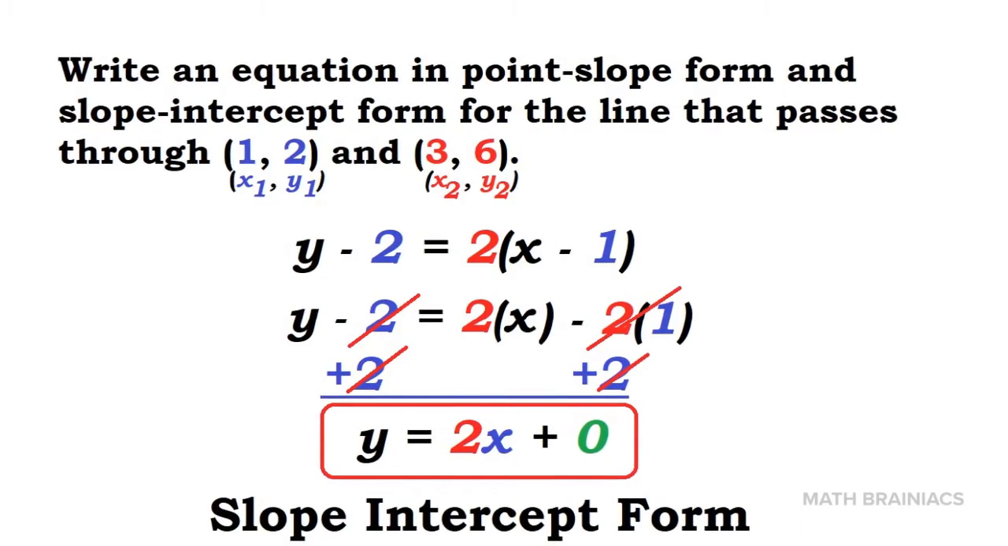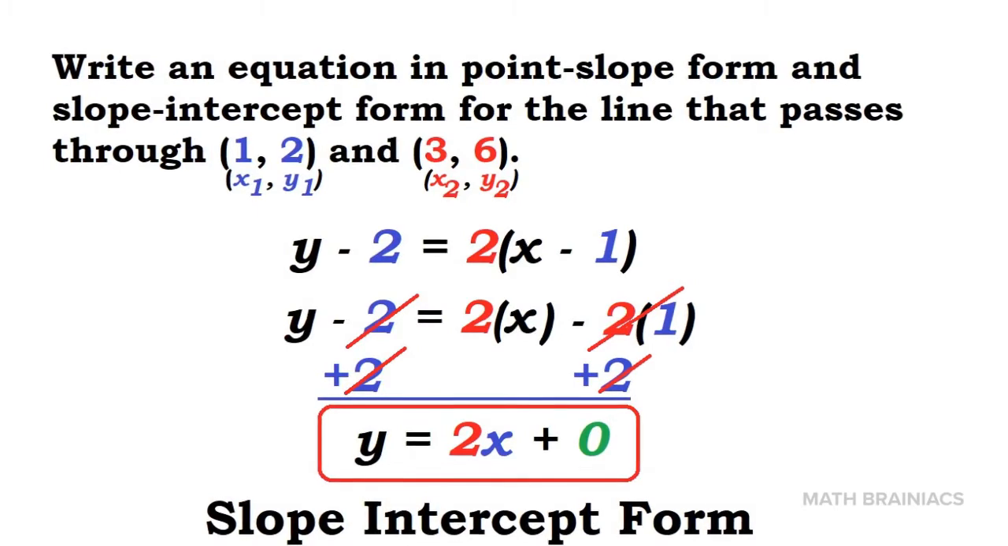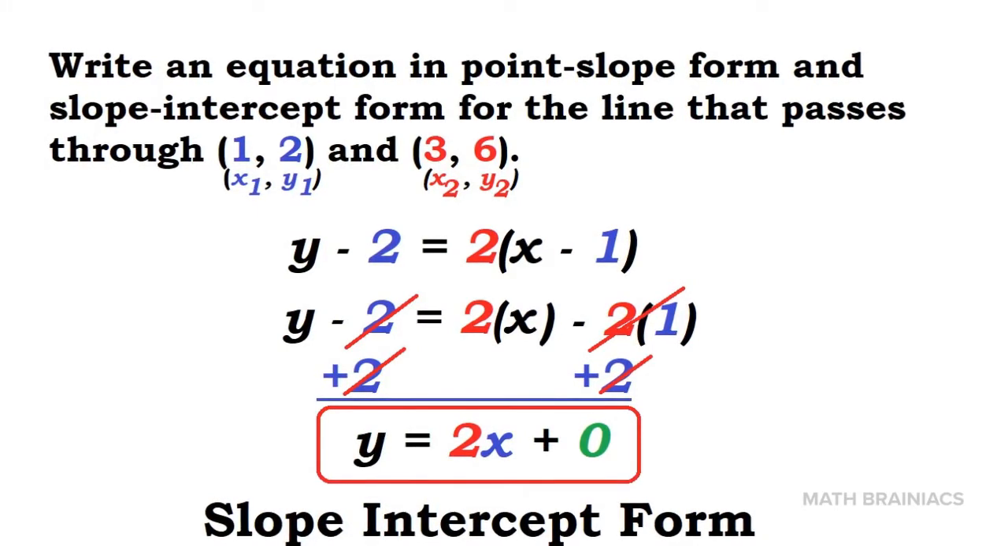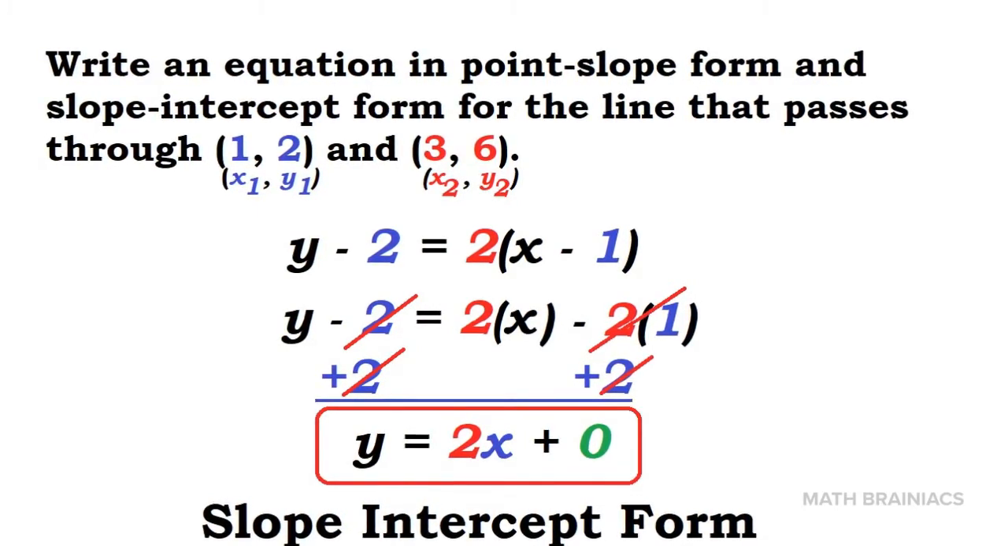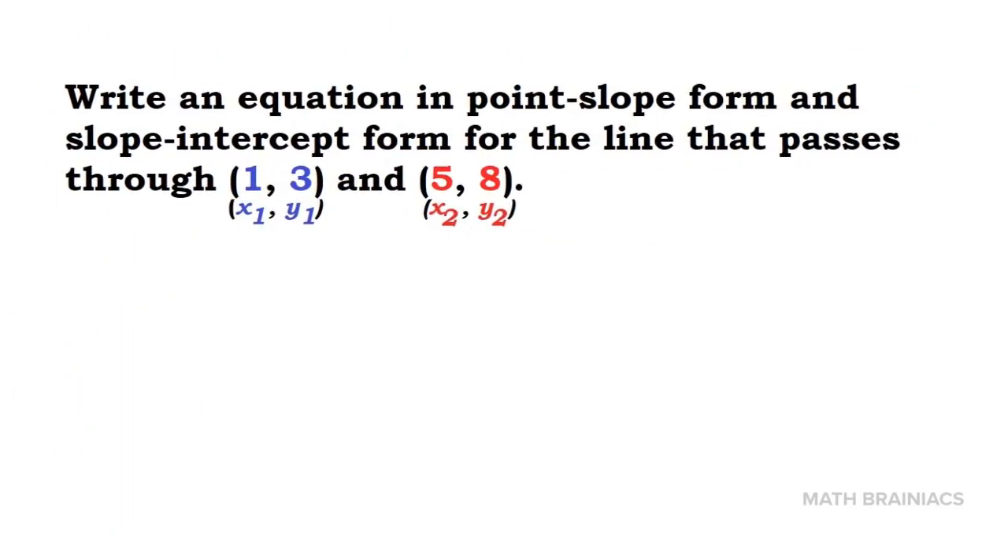Subsequently, it will give us y is equal to 2x plus 0. This is the slope-intercept form. When the y-intercept is 0, the graph of the line will pass through the origin. Let us work on another example so that you can perfectly understand the lesson.